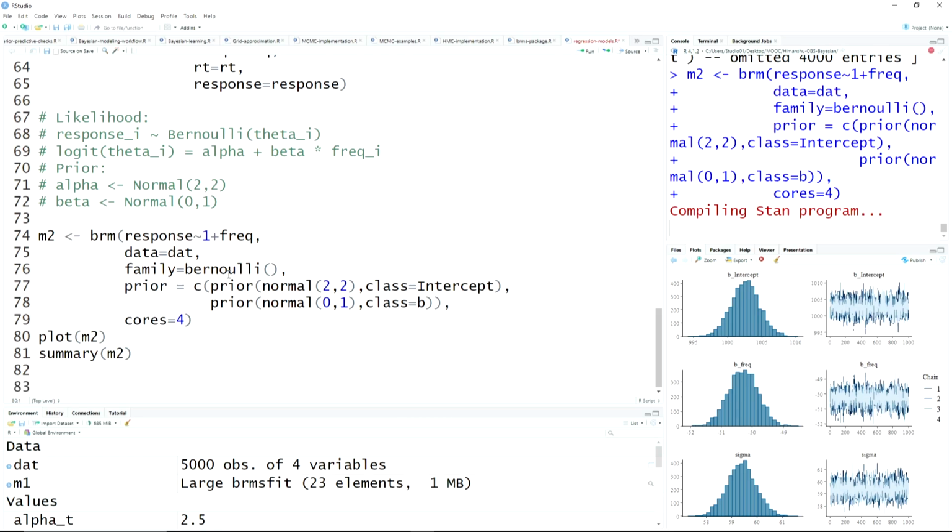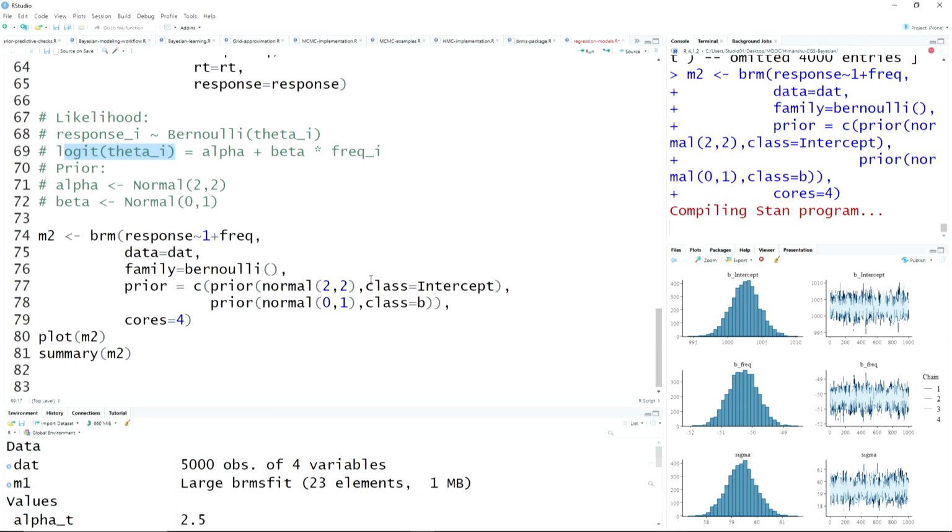It's compiling. Okay. So in this piece of code, I have implemented a logistic regression model. So only change is this. Basically, the formula remains the same. Response is being predicted by frequency in the same way as we did for Poisson regression. Here, of course, the family has to be now Bernoulli. Okay. And the priors you're defining are for intercept and slope, but they are on logit scale here. Okay. Because you're defining alpha and beta on logit of theta i on this scale.